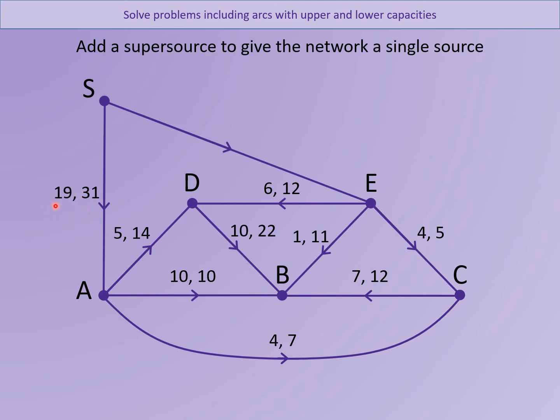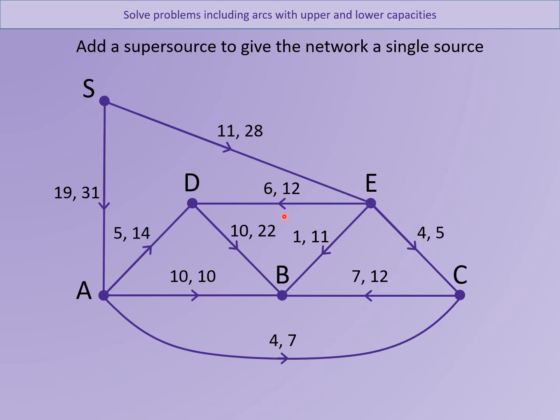And again, your minimum could be zero. There's no reason why it has to be 19. It really doesn't make any difference on that part. And this 31 doesn't have to be 31, it could be bigger. So anything smaller than 19 and anything bigger than 31 is perfectly acceptable, because you're just going to delete this afterwards anyway. In fact, if you're doing this for a company and setting it up for their problem, you probably wouldn't even mention this. This will just be deleted after the algorithm.